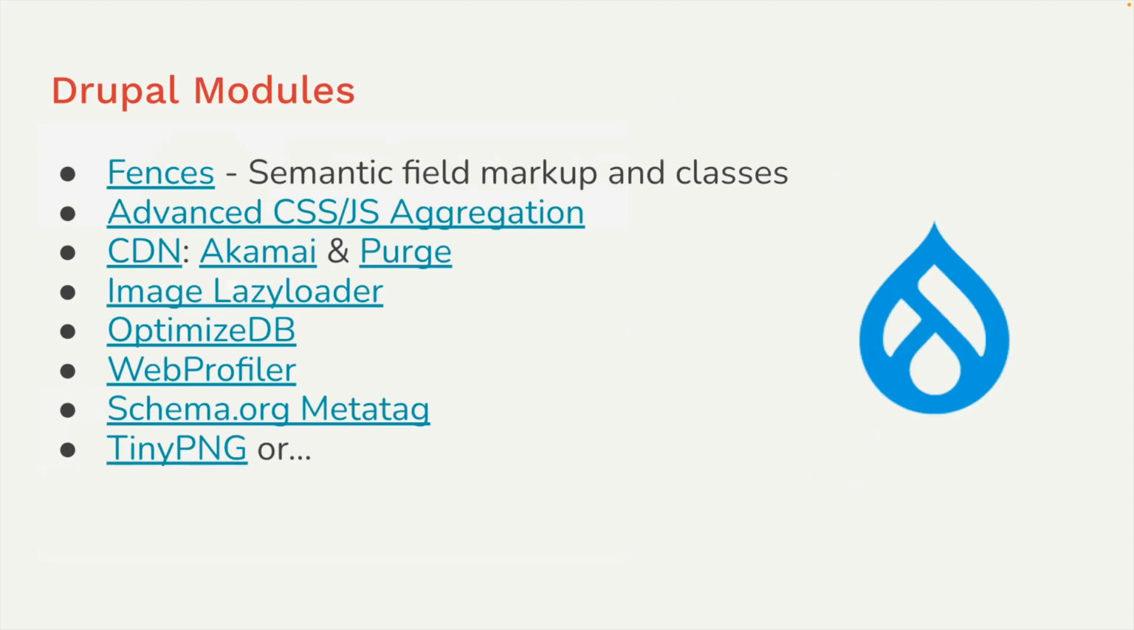So here are some ideas about modules that you can look at to improve the performance of your pages and reduce the CO2 impact of your pages. The fences module is a great way to be more controlling over the output of the modules in core and to make sure that you're just outputting what you need to output. There's still definitely room for advanced CSS and JavaScript aggregation. There are opportunities to use a content delivery network like Akamai, so I wanted to highlight those modules.